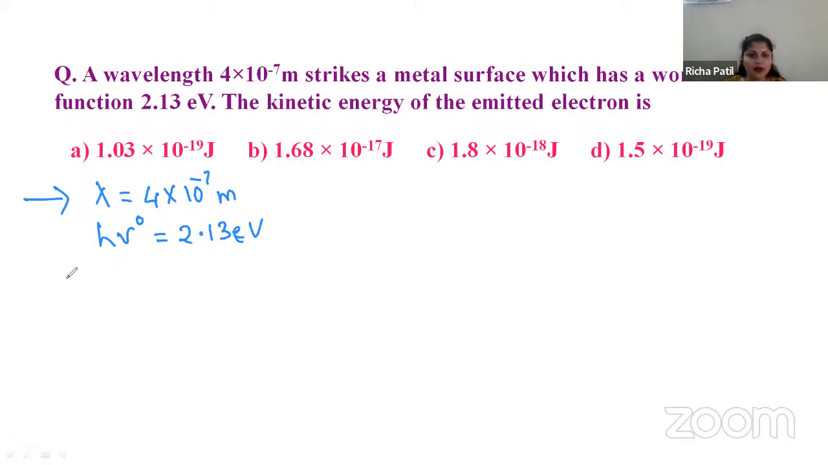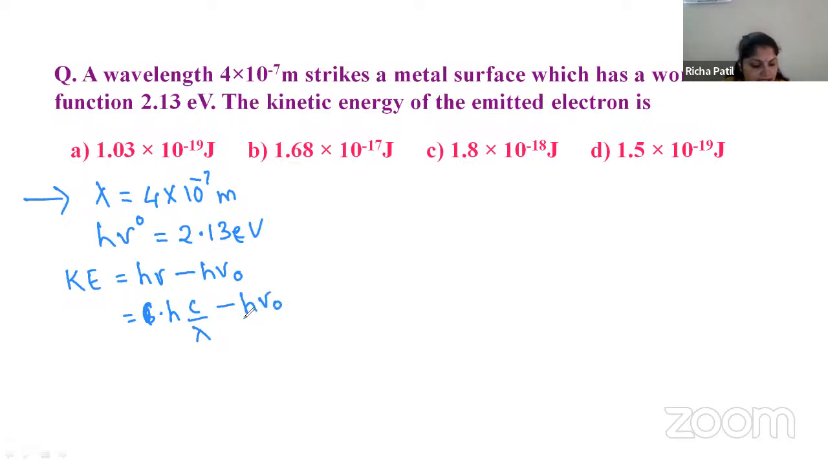So now kinetic energy we have to calculate. Kinetic energy is what? H mu minus h mu naught. Okay, kinetic energy is equal to h mu minus h mu naught. Now the kinetic energy of the emitted electron is to be found out. Now h mu is what? H mu is hc by lambda. This you further simplify, that is mu is c by lambda, minus h mu naught.